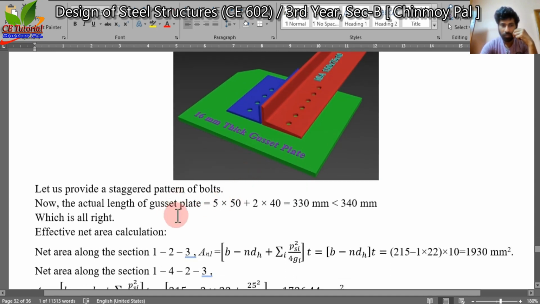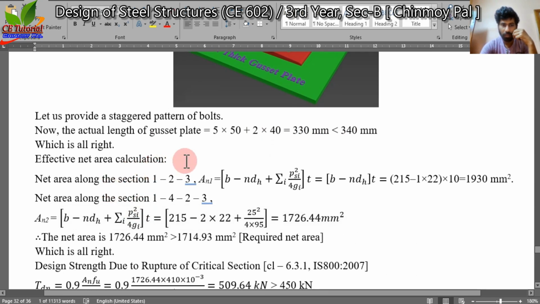So now the length of the gusset plate or the length of the connection will be 50 into 5 plus 2 into 40 is equal to 330 millimeter, which is under the limitation. Hence this connection is okay.